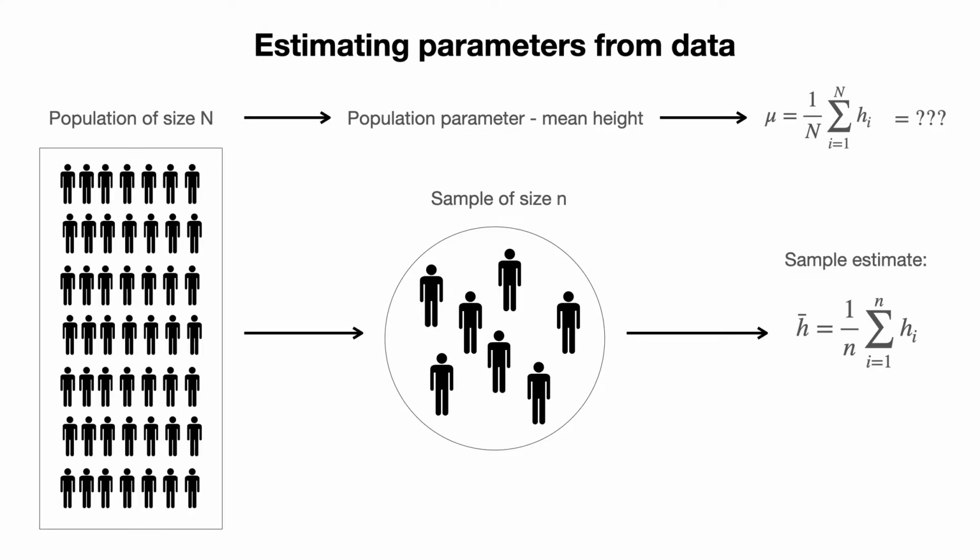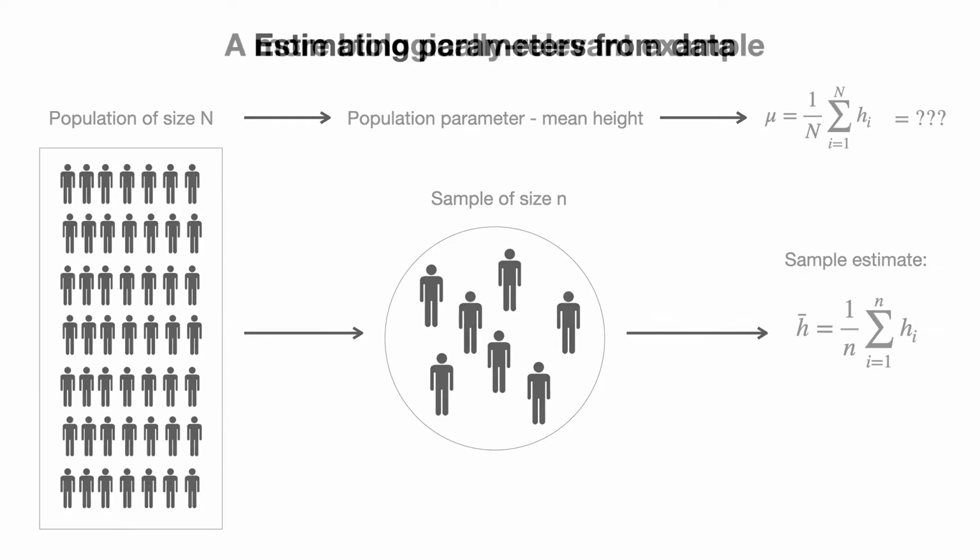So that sounds reasonable. Now the question is, okay, we get this number here denoted by h bar, which is the sample estimate for the population mean height, and that's fine as an example.